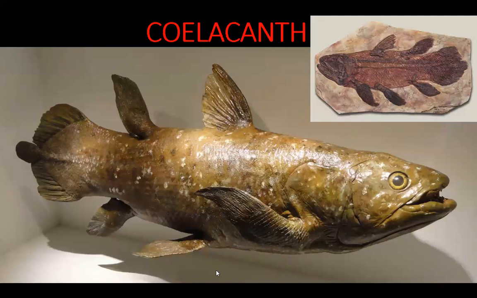This is called coelacanth. Coelacanth is called a living fossil. Scientists found it in the rocks, ancient rocks. They saw the fossil, but they never saw the fish. But in 1938, in South Africa, fishermen caught this fish. What's special about this fish? Look at its fin. This fin is called a lobed fin. With this fin, it can actually walk.